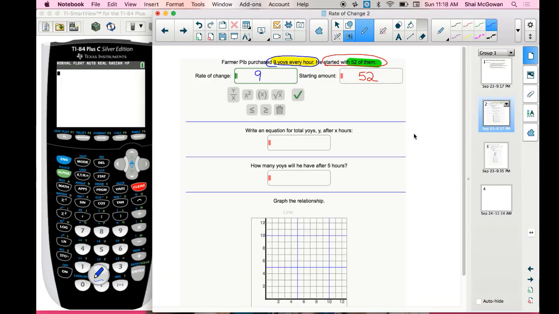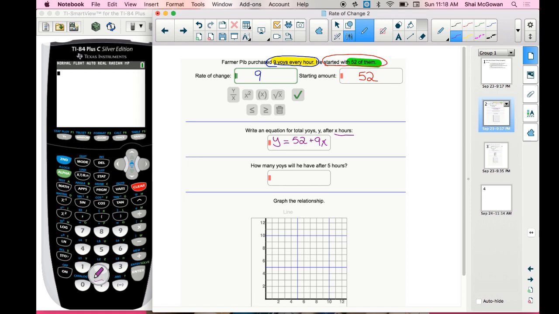Okay, the second one says write an equation for total yoys y after x hours. So remember, y is equal to, what are we starting with? We're starting with 52, and then we're adding 9 every hour, and x is the hours. So we're going to do 9x. It tells you right here that x is hours. So y equals 52 plus 9x. That's what our equation looks like.